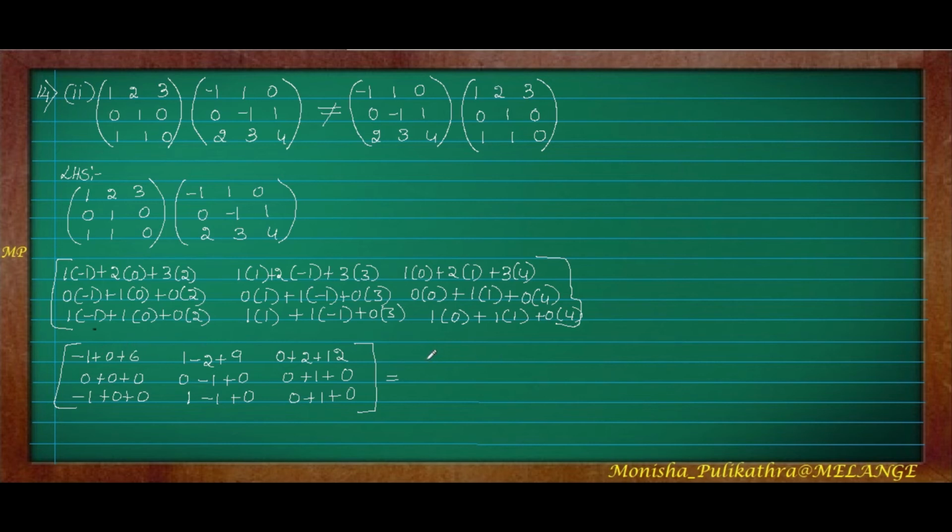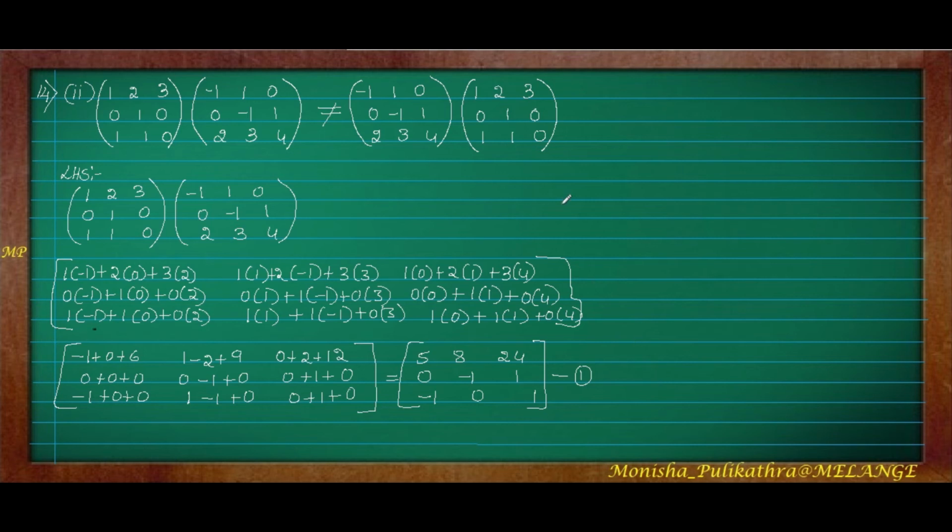So 6 minus 1 is 5. 9 plus 1, 10 minus 2 is 8. 12 plus 12 is 24. Here 0. Here it will be minus 1 and 1. Next here it will be minus 1. 1 minus 1 is 0 and 1. For LHS the answer is [5, 8, 24; 0, minus 1, 1; minus 1, 0, 1]. So let this be equation number 1.